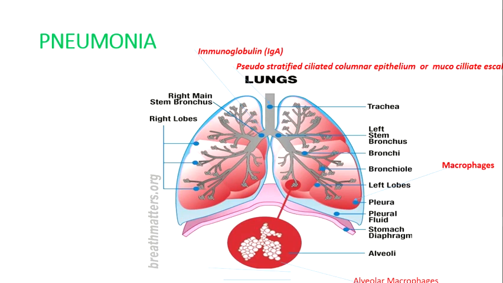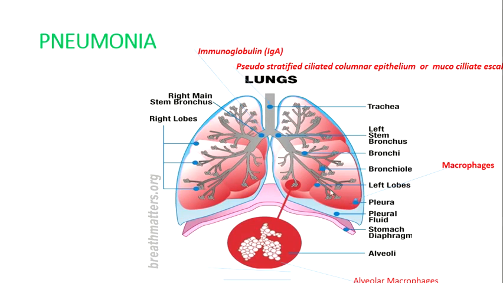Another thing is immunoglobulin, which is IgA. Immunoglobulin IgA is present in the mucosal region. This mucosal region is full of IgA. These IgA are agents that will try to fight bacteria and any viral infection. They will try to fight any bacteria that tries to enter your lungs. That's another mechanism. Another thing is macrophages.